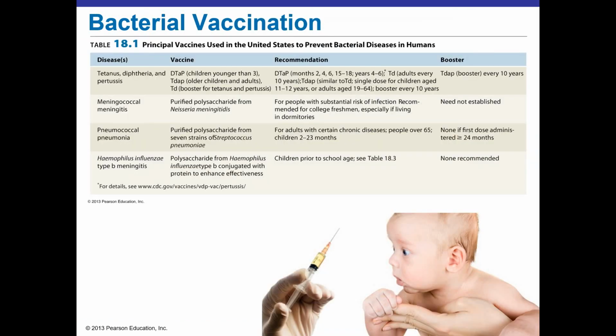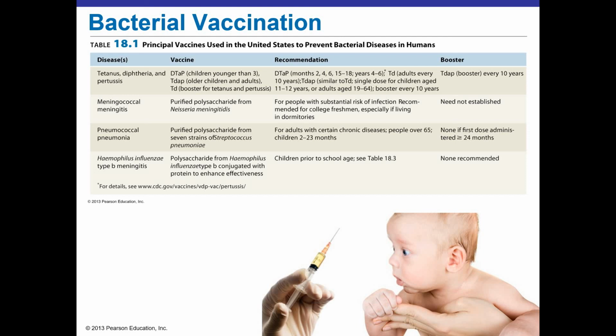When we talk about our bacterial vaccinations, we see things like the Tdap for tetanus, diphtheria, and pertussis. Sometimes you will see the T first, sometimes the D first. So you see the DTaPs and the booster, the Tdaps. These are for preventing tetanus, diphtheria, and pertussis. These are only good for about 10 years, so we do need to get boosters.